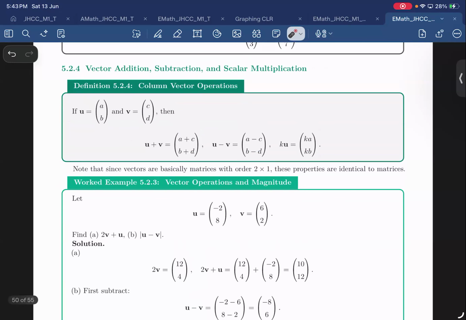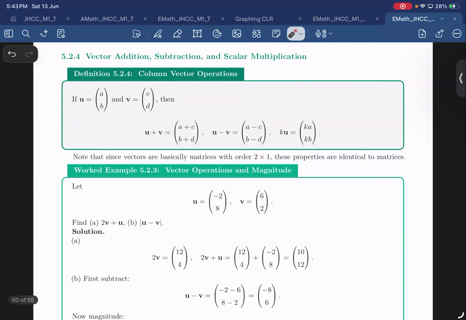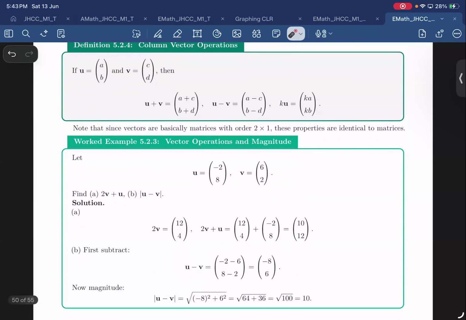Then if I ask you to find the magnitude, remember the two vertical bars is so-called the magnitude. So u minus v, we can calculate that pretty easily. It's minus 8, 6. Then the magnitude of this will be square root of minus 8 squared plus 6 squared, which is square root of 100 equals to 10.